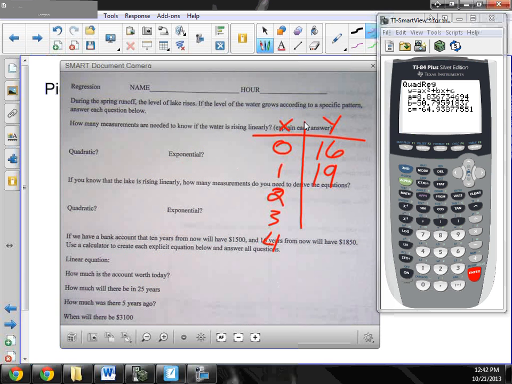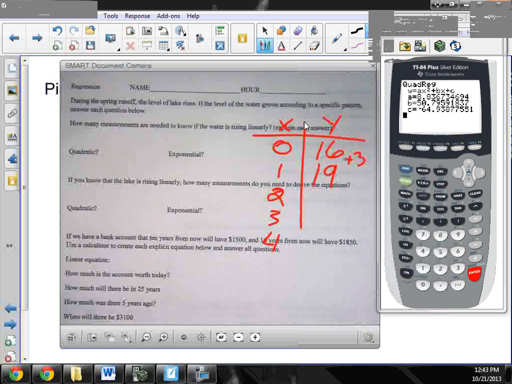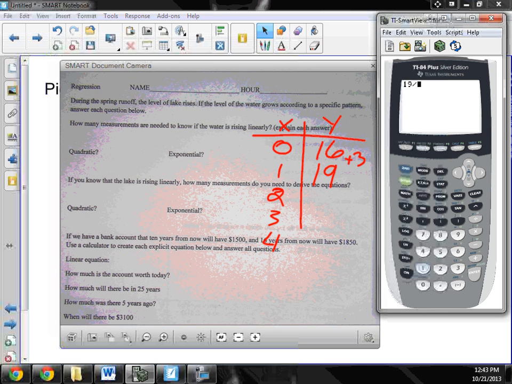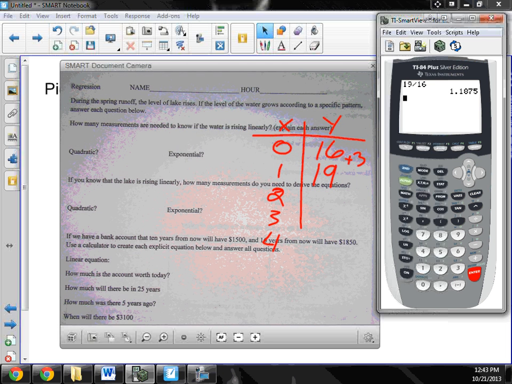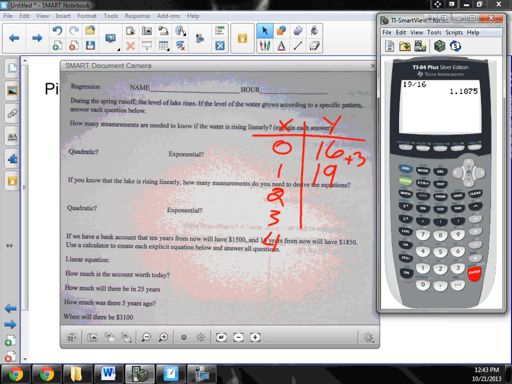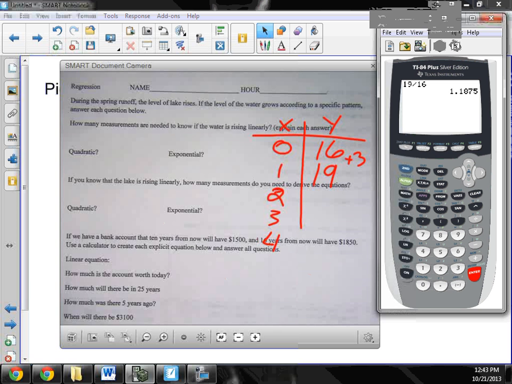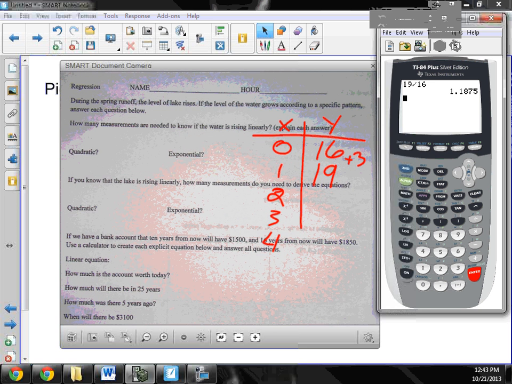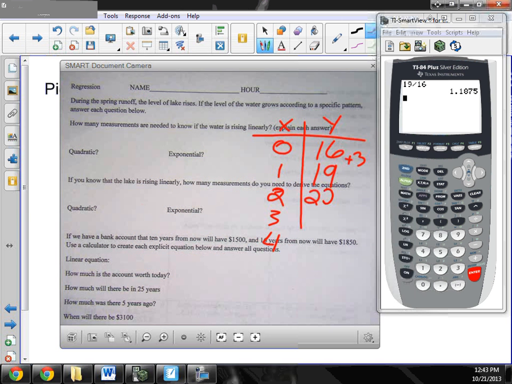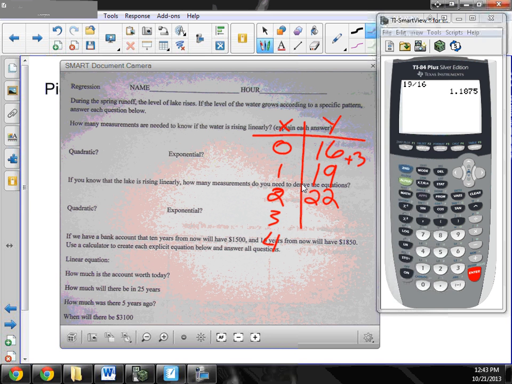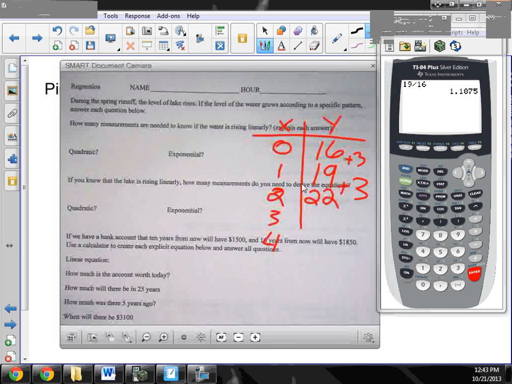Well, I don't know. I could say that 16 plus 3 is 19, but I could also say that 19 divided by 16 is 18% growth, almost 19% growth. So is it growing linearly or is it growing exponentially? I need another point. So I measure the next day, and it ends up being 22. So that would be linear because it's growing 3 feet every day.